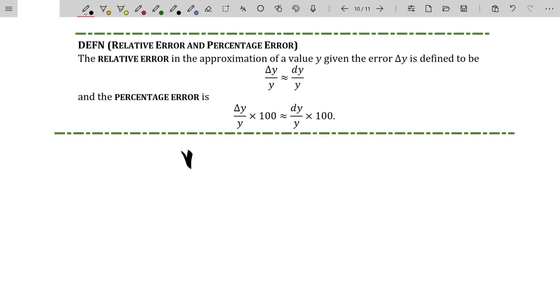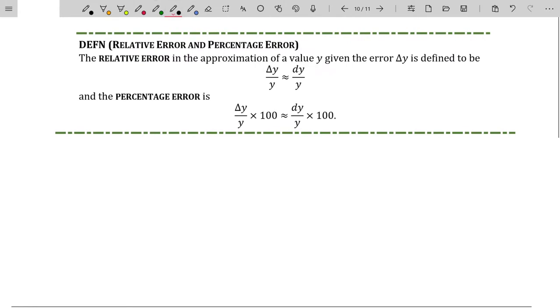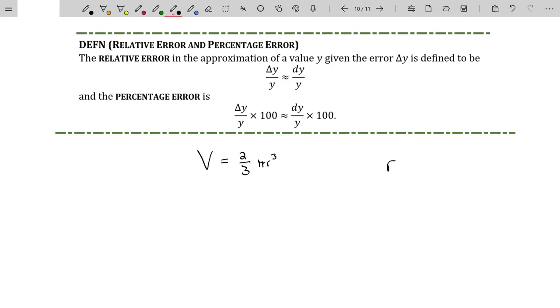So in our case, we had a volume and we had a radius. And you could talk about what's the relative error of our radius estimate and what's the relative error of our volume. Remember, the volume of our hemisphere is 2/3 pi r cubed. Now, if you think about the relative error in computing the volume, it would be delta V over V, but that's the true relative error. But let's go ahead and approximate that using dV over V.